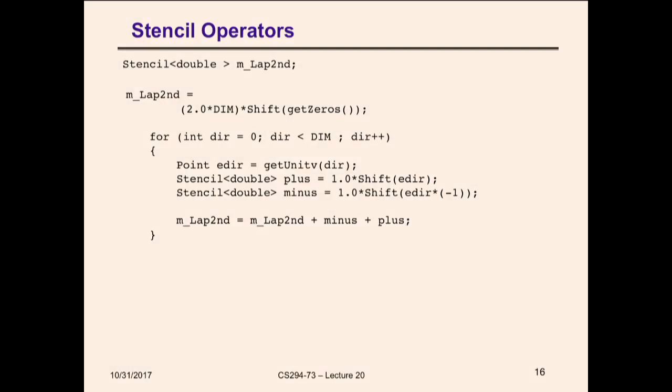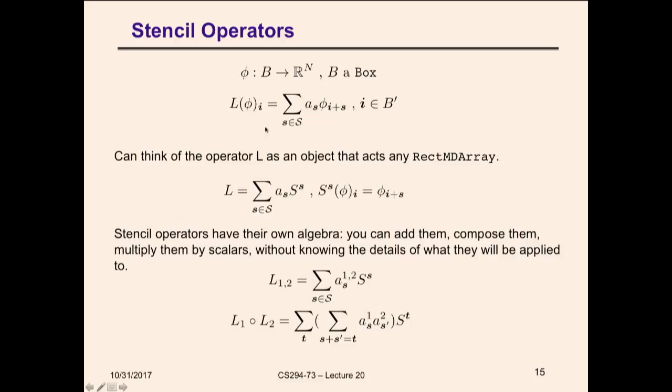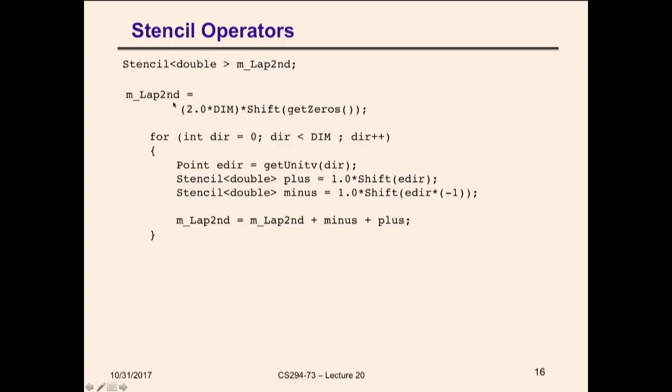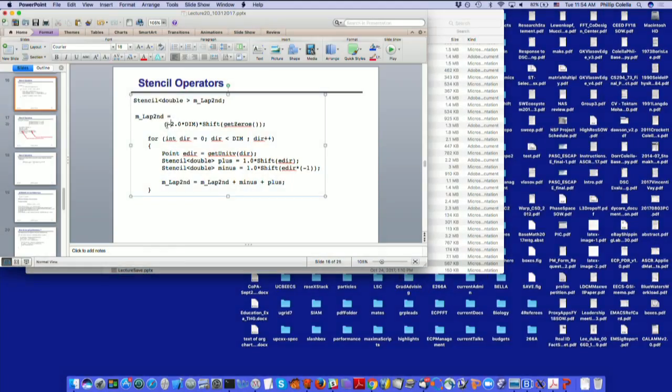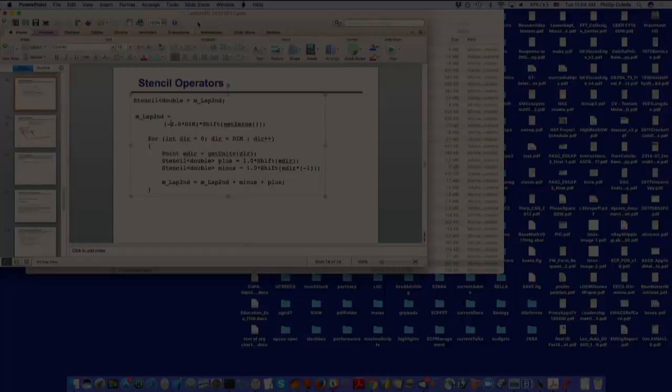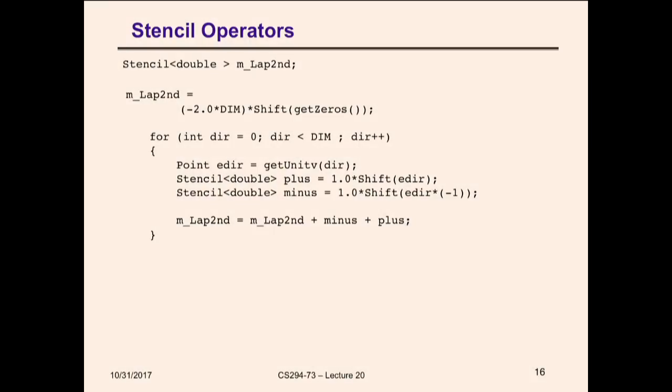So I have an auxiliary class in this called shift, and it's just the thing that, given a point, produces something whose semantics are shift by that amount. Now, if I multiply a shift by a double, or by a member of this class, then I get something that's of type stencil. So this is a way of getting a shift by nothing. So that's the identity operator, but with a coefficient that's 2 times the dimensions. So this is the diagonal term of the Laplacian.